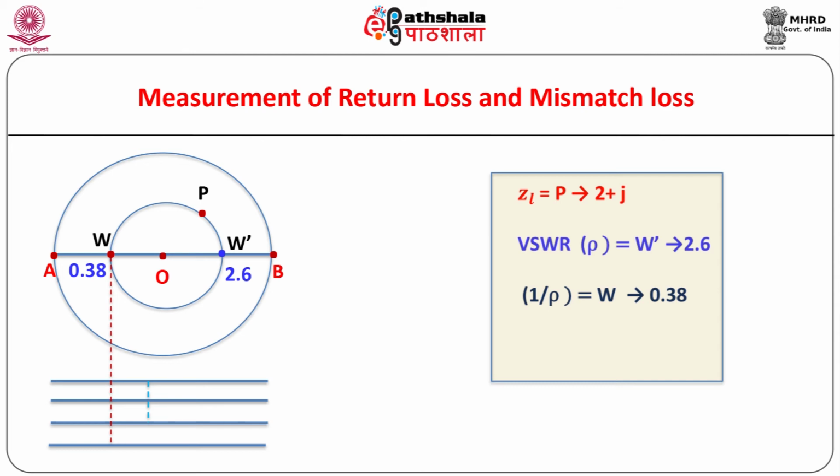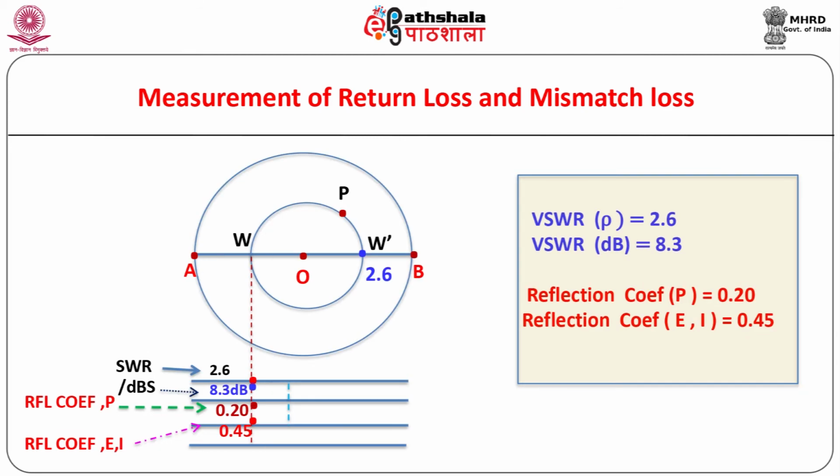Step 1. Find point P corresponding to the normalized load impedance zL equal to 2 plus j1 on the Smith chart. Step 2. Draw a circle of radius OP with O as its center. Let the circle intersect the radius OA at point W and OB at point W dash. Step 3. From W, draw a line perpendicular to OA. Step 4. Note the readings at the points where this perpendicular line intersects the horizontal scales to measure the desired radially scaled parameters as shown.